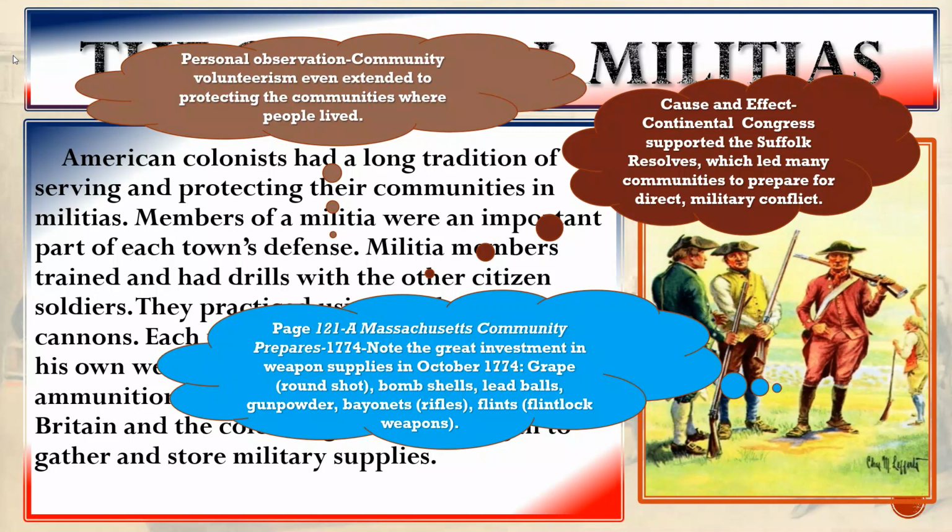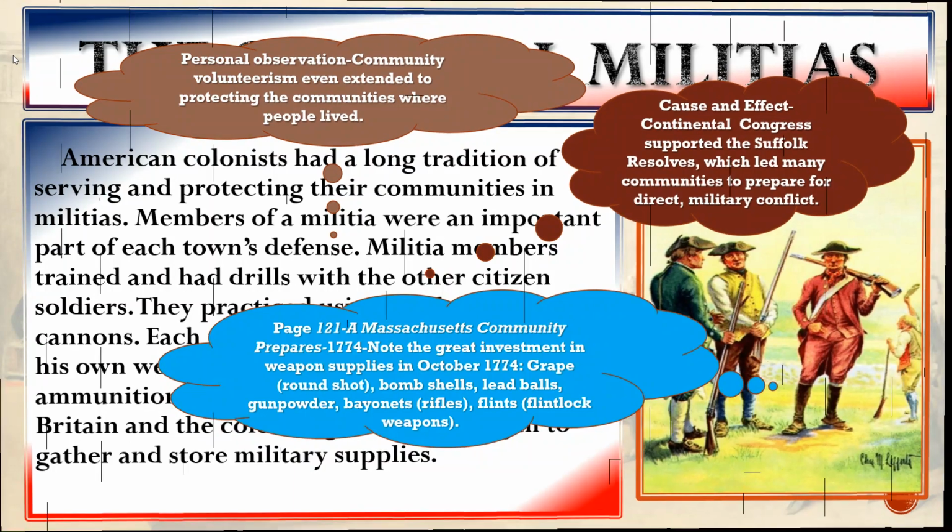And again, if you look at page 121, you'll see the price of all this stuff, like 300 pounds, 200 pounds. They were loading up. The communities were getting ready for some kind of armed conflict.